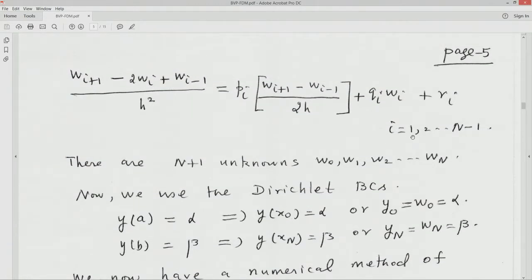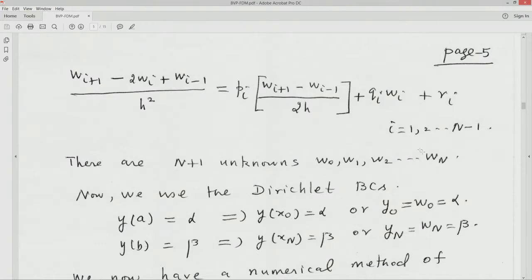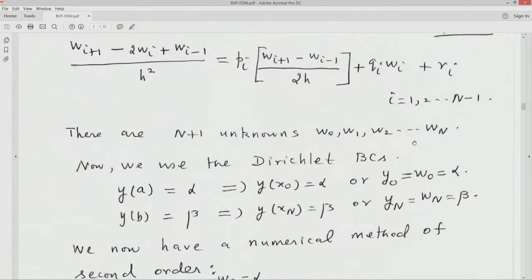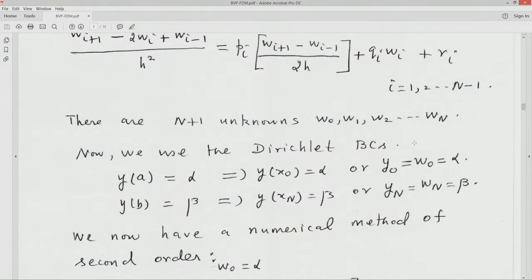When will that come? When i is equal to 1, you have w i minus 1, so that will give you w naught. And when i is equal to n minus 1, when you substitute it here, you get w n minus 1 plus 1, and that is wn. So, you will also have w naught and wn appearing when i is 1 and i is n minus 1 respectively. So, totally there will be n plus 1 unknowns, namely w naught, w1 etc. wn. But we have not made use of the boundary conditions which are given to us so far.